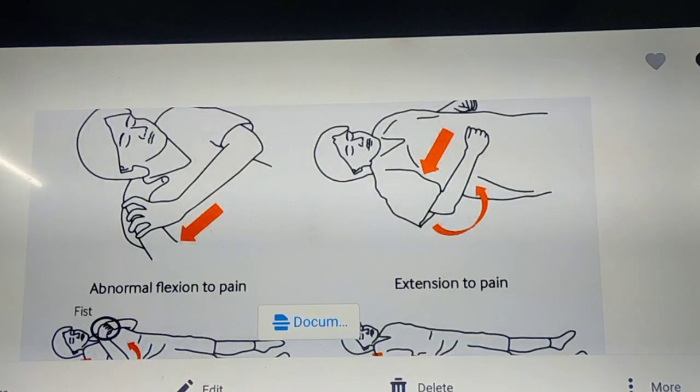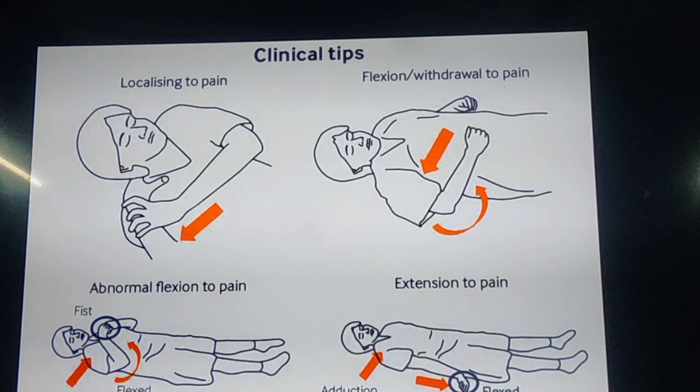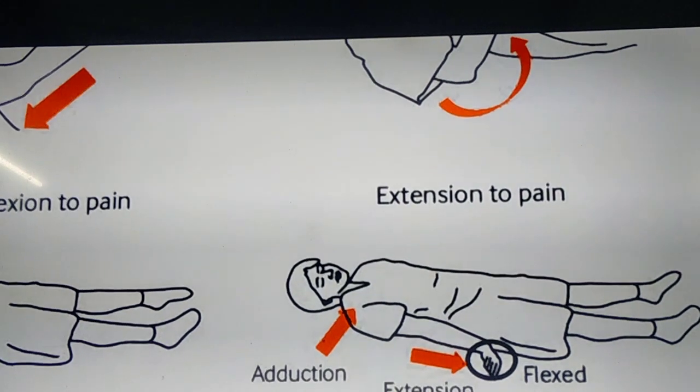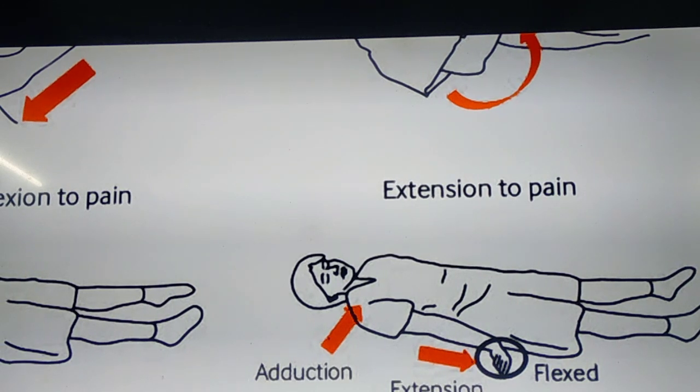Next, if the patient is extending to the pain, abnormal extension, then we'll give the score 2. You can see here, when we are giving a painful stimuli, the patient is moving the upper limbs away from the body. You can see the rotation of the limbs over there, the fist and the hand rotated outward away from the body. So this is abnormal extension, and that time we are going to give the score 2.